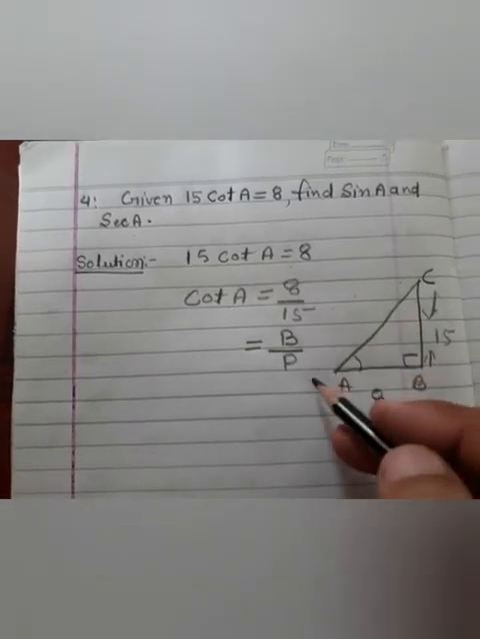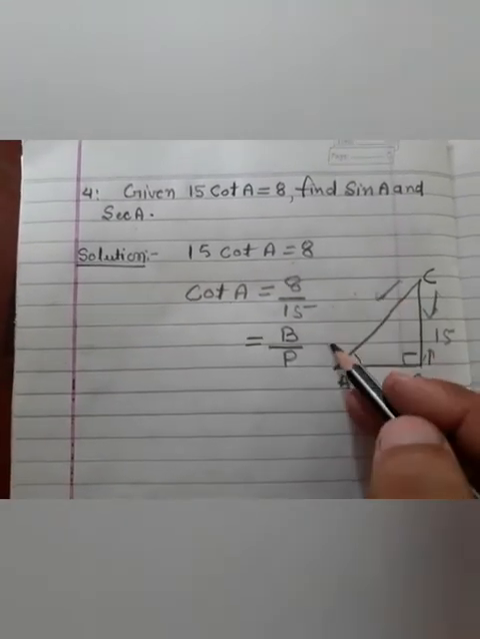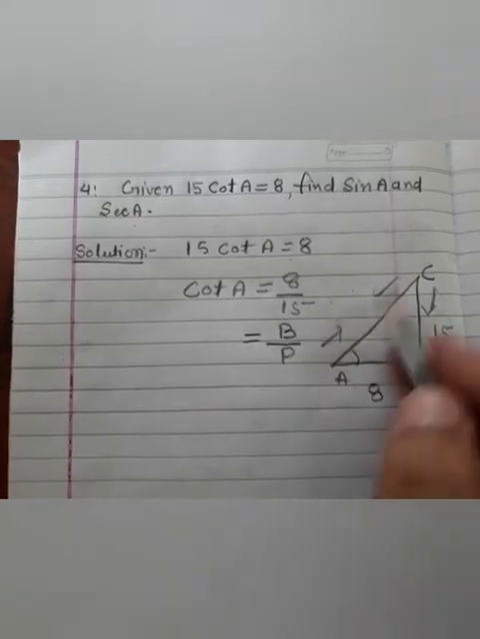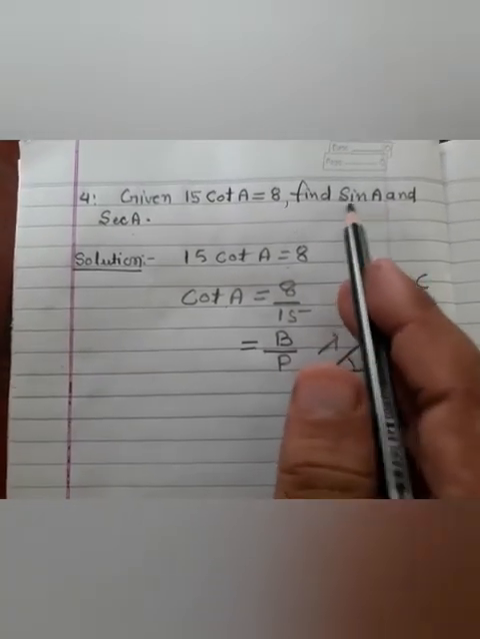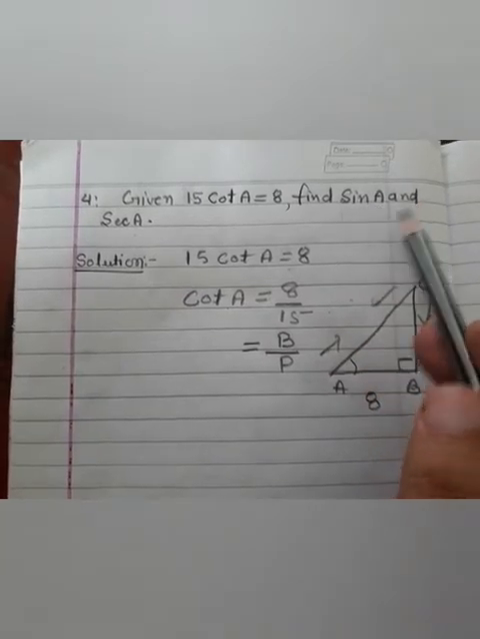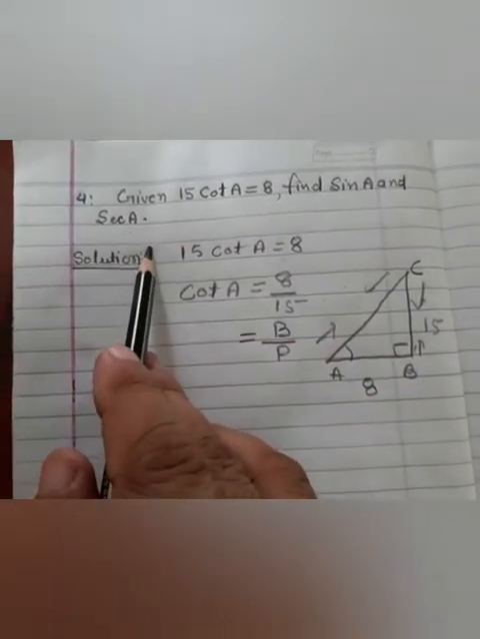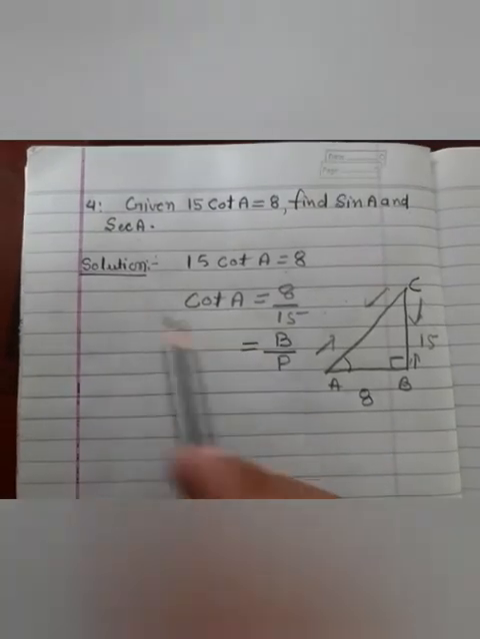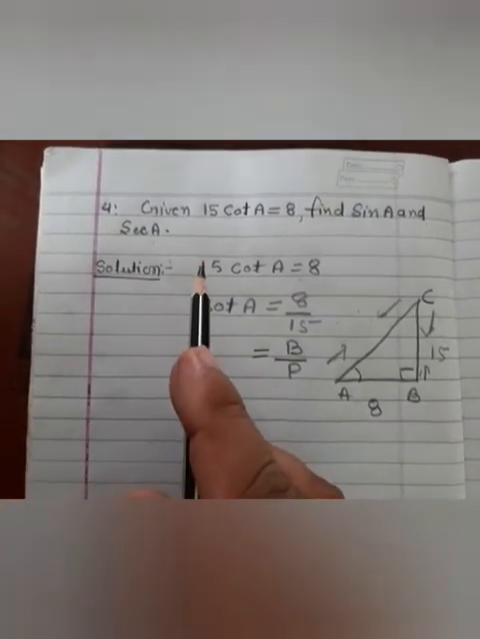You solve this portion. Find this one by the Pythagoras theorem and find the other trigonometric identities, sin A and sec A. Clear? It's very easy to solve by yourselves.